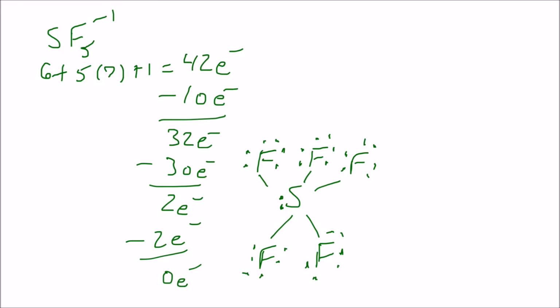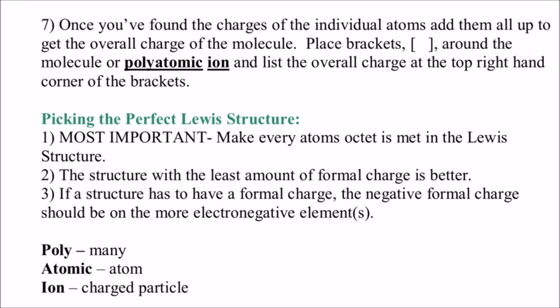There it is right there. Okay? So that's how we get the Lewis structure of a charged molecule. Alright, now there will be certain situations in which you could come up with multiple Lewis structures, and so you need to be able to pick the perfect one, the very best Lewis structure.